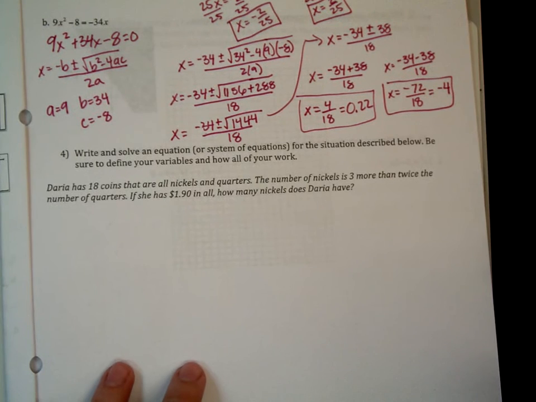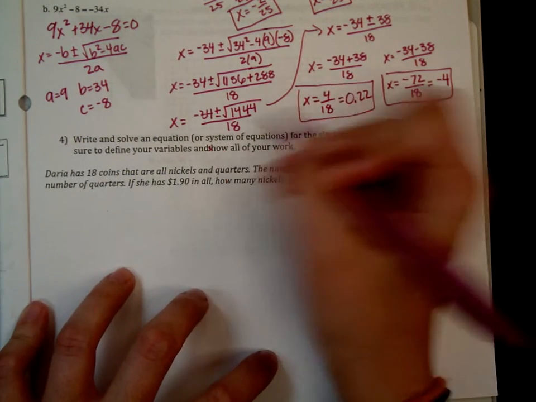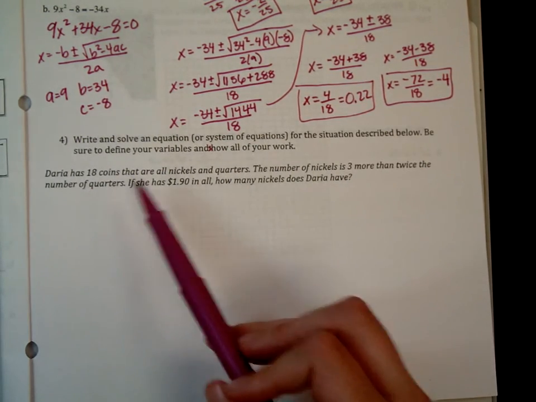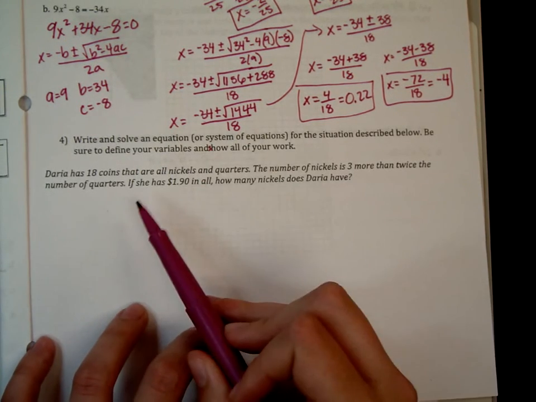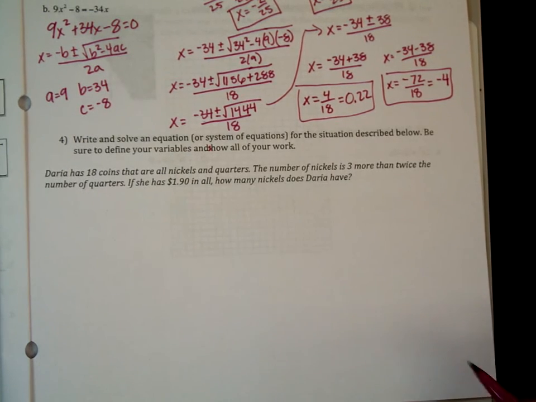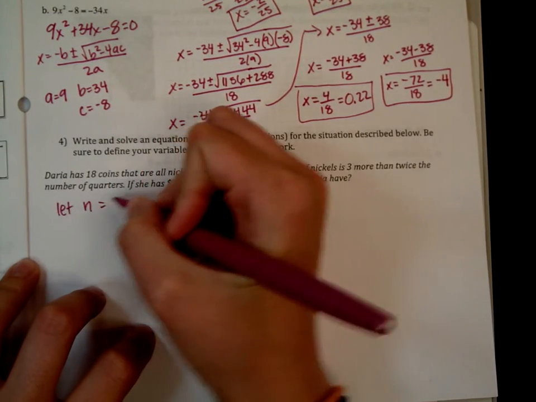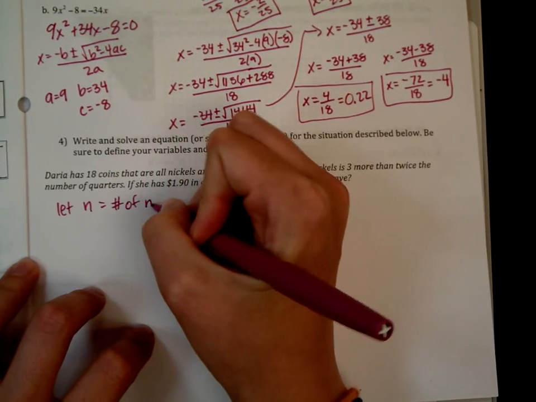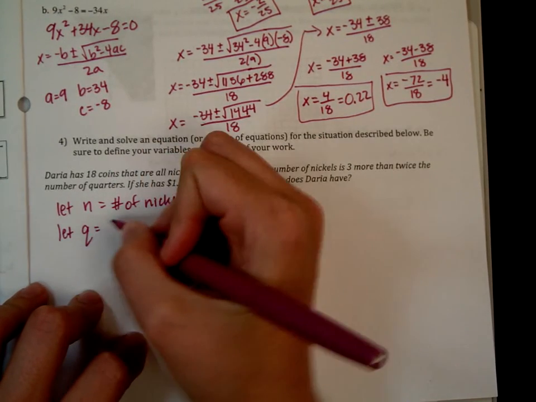Write and solve an equation or system of equations for the situation described below. Be sure to define your variables and show all work. Daria has 18 coins that are all nickels and quarters. The number of nickels is 3 more than twice the number of quarters. If she has $1.90 in all, how many nickels does she have? So we're trying to find out nickels and quarters. So I'm going to let n equal the number of nickels and let q equal the number of quarters.